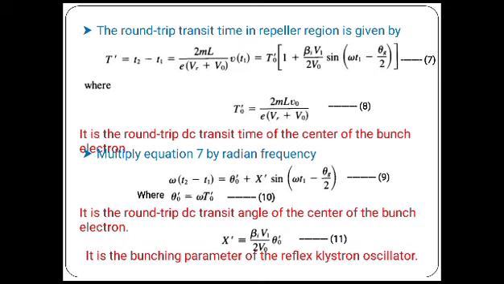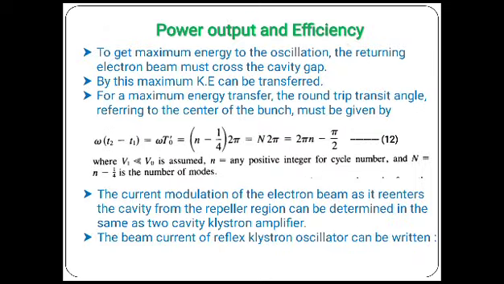The round trip transit time in the repeller region is given by T naught dash equal to 2 m l V naught into 2 by (VR plus V naught). It is a round trip DC transit time. Multiplying the equation by the radian frequency, omega (T2 minus T1) is equal to theta naught plus x dash sin of (omega T1 minus theta g). Here x dash equals beta V1 by 2 V naught times theta. This is the bunching process of the reflex klystron.